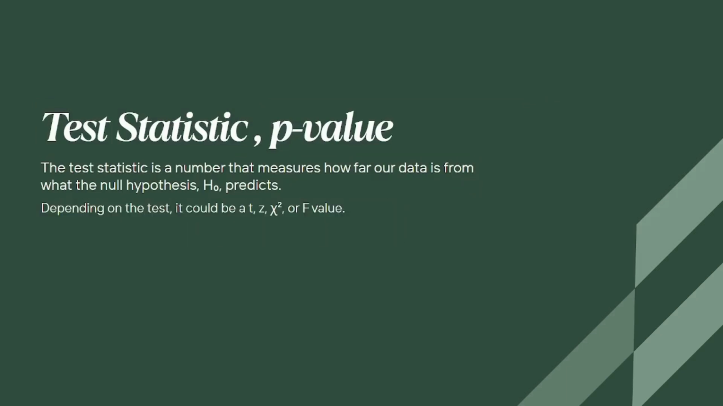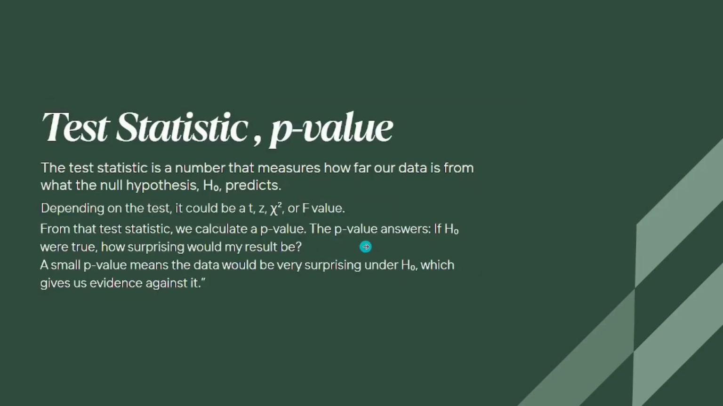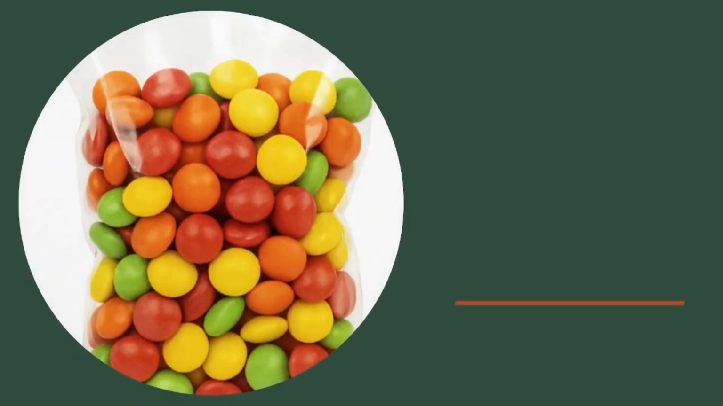Next, we're going to talk about the p-value. From the test statistic, we calculate our p-value, and the p-value answers: if H0 were true, how surprising would my result be? A small p-value means that the data would be very surprising under H0, which gives evidence against it. That's why when a p-value is smaller than 5%, we usually reject H0.